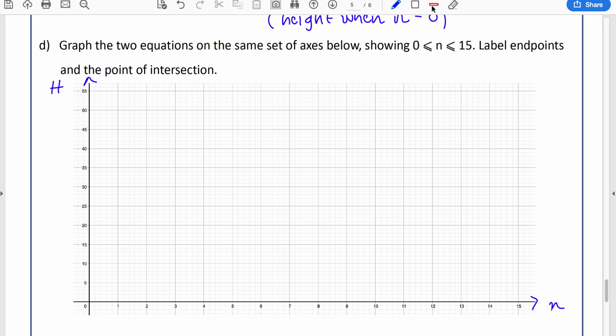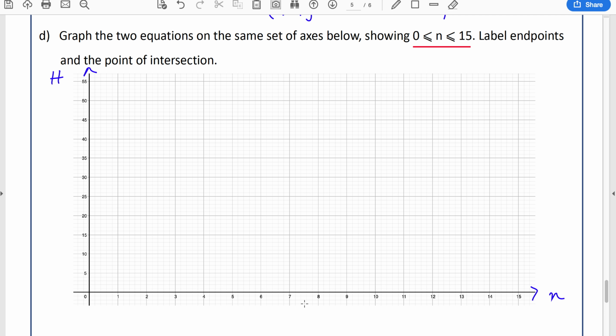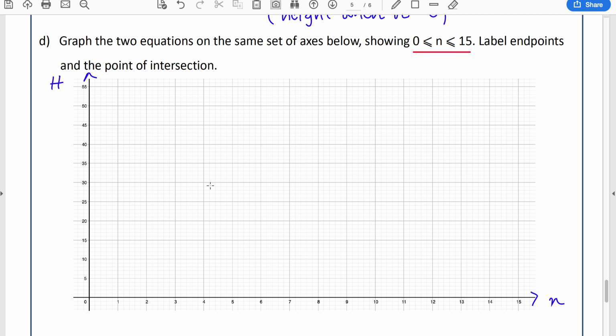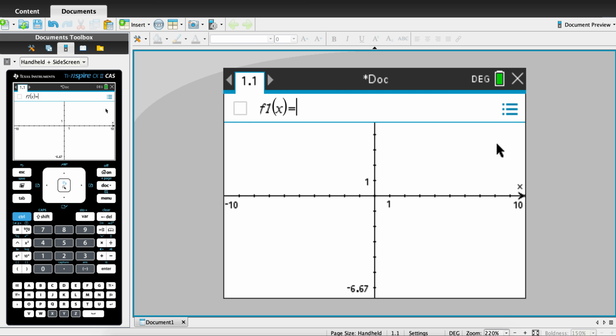You'll notice we have been told to do this between 0 and 15, which is already written on our scale for us. But if we didn't have the scale there, this here would tell me what to go to on the n axis or the x axis. And to know what I'd have to go to on the h axis, I'd first have a look at my graphs on my calculator screen so I could see what values the height was for each plant at this point, just so I know how far up this axis I need to go. Okay, so just keeping the equations in mind, I need to move across to the graph page now.